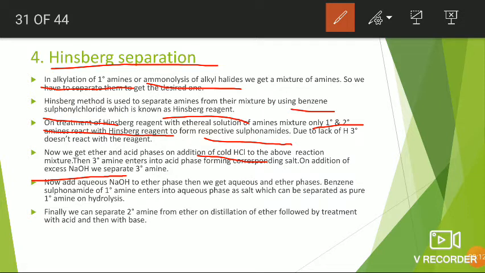The sulfonamide of the secondary amine enters into the ether layer. The salt which is obtained due to the reaction of the sulfonamide of the primary amine with sodium hydroxide enters into the aqueous layer. Now we have to separate these two layers by using a separating funnel.